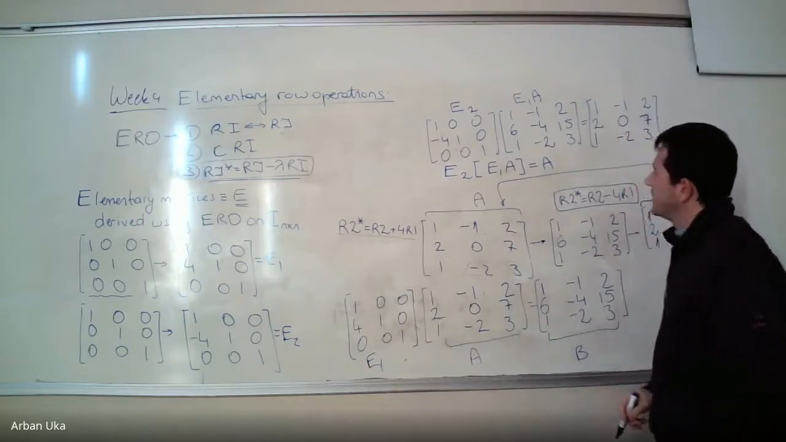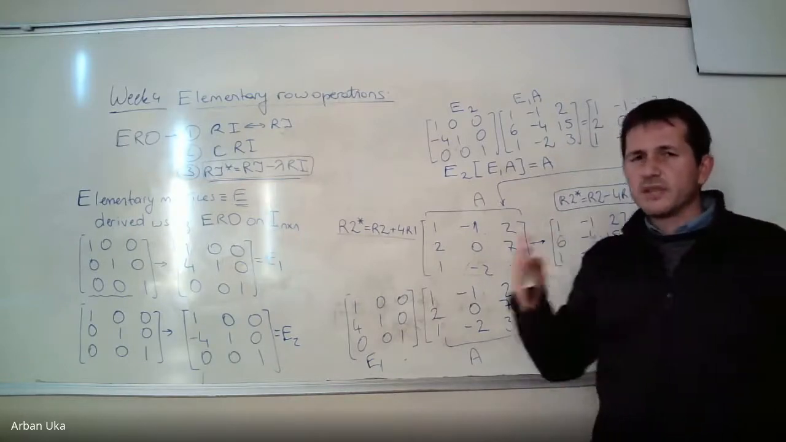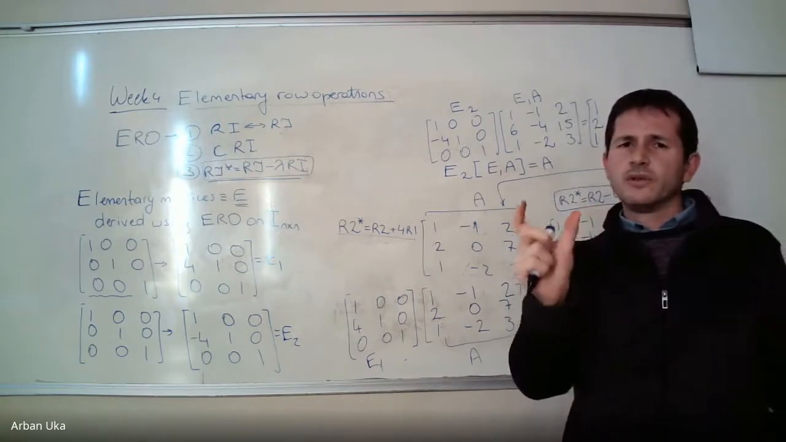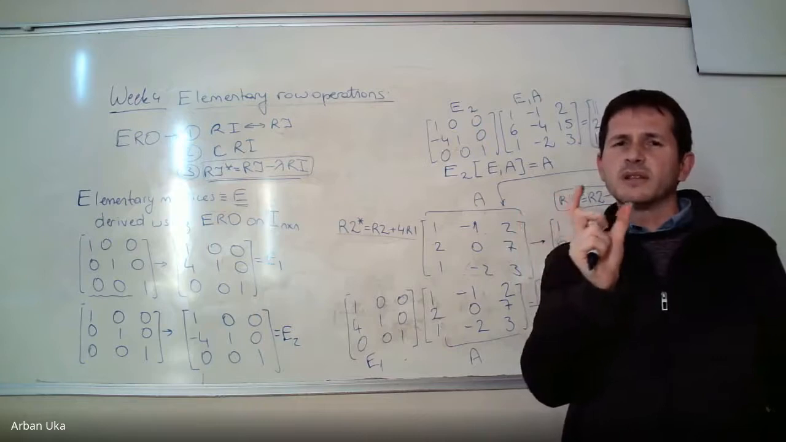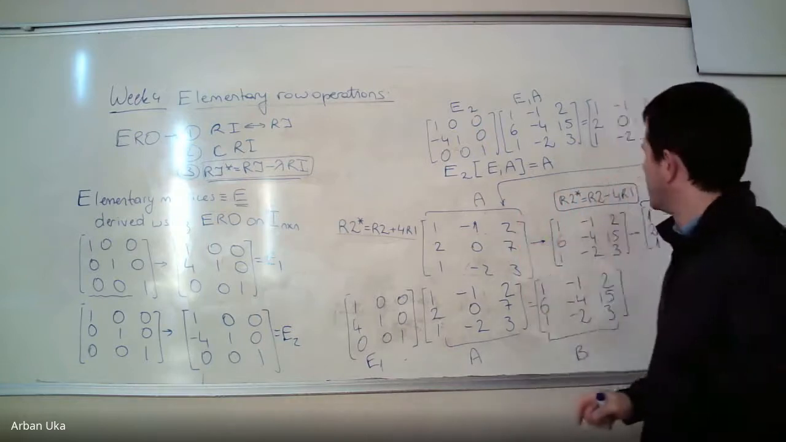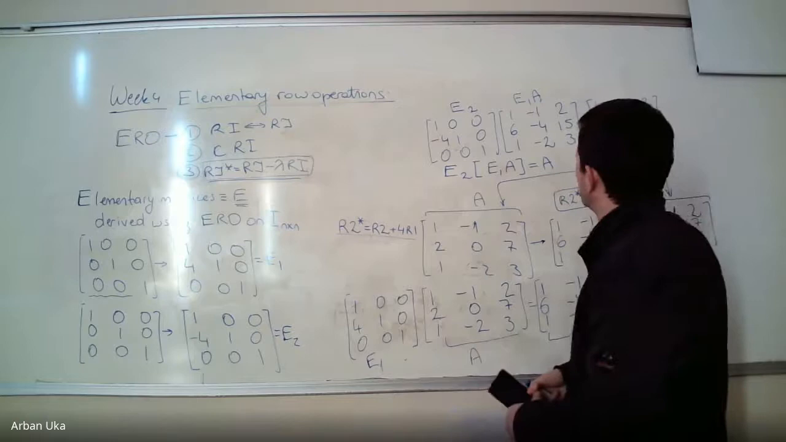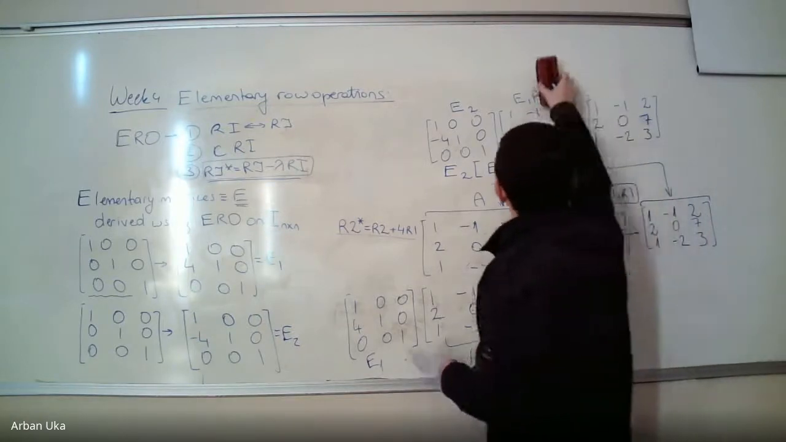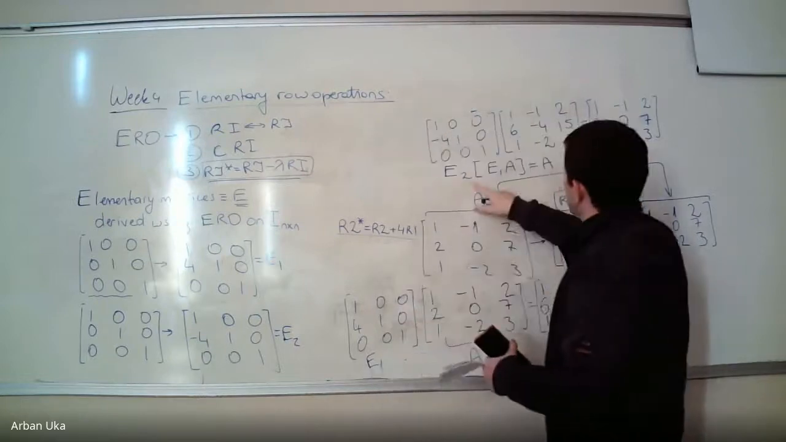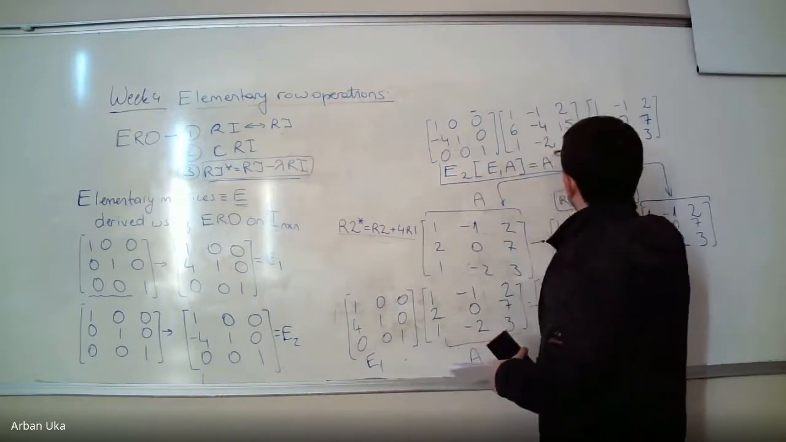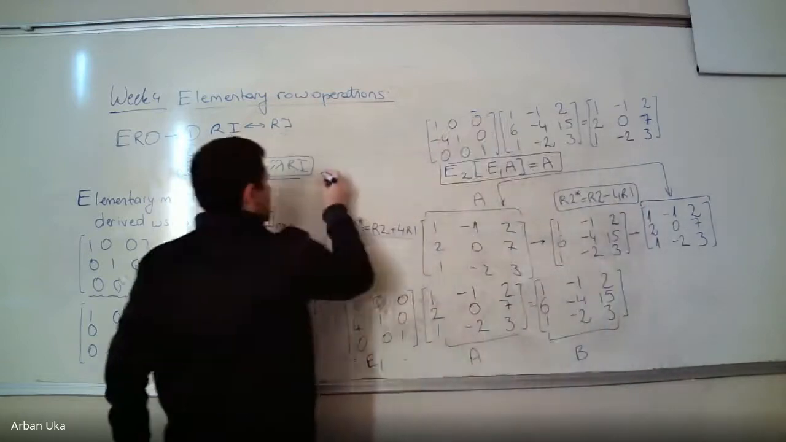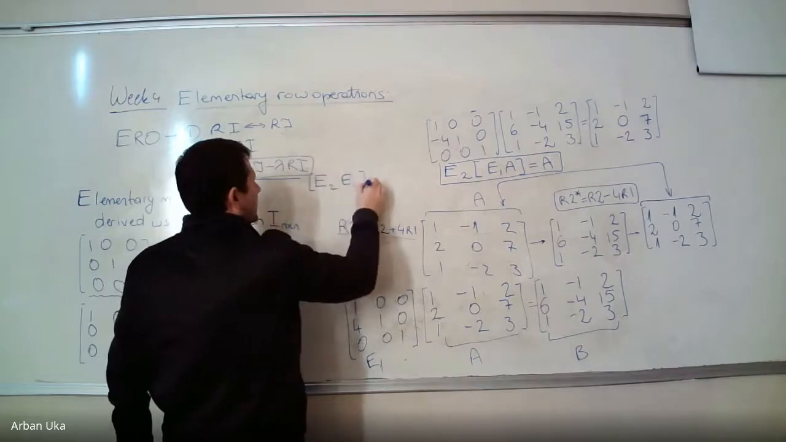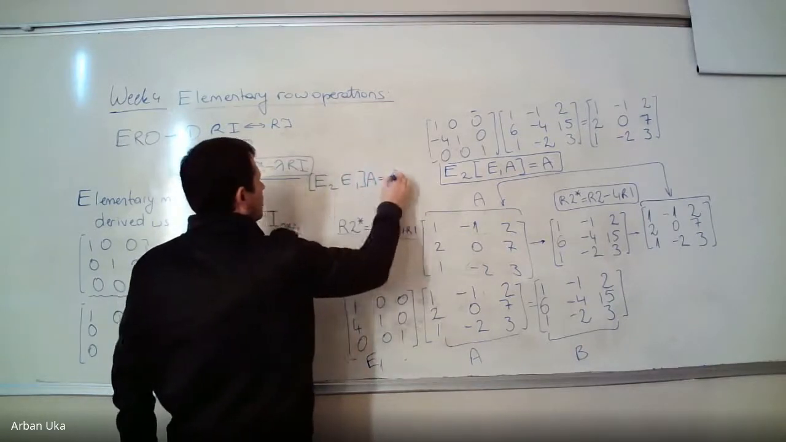Now, in matrix multiplication, we know that if we have a series of matrices and we multiply them with each other, we can always do the following. We can multiply the first two, then times the third, or we can multiply the second and the third, then times the first. It doesn't matter. So from this expression here, we can write E2 times E1 times A, this is equal to A.